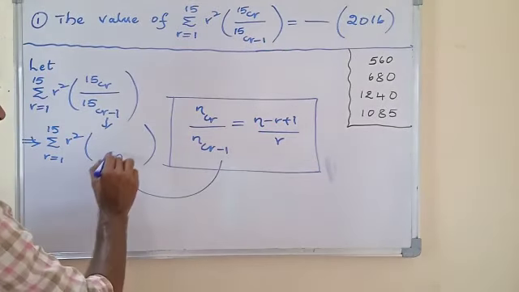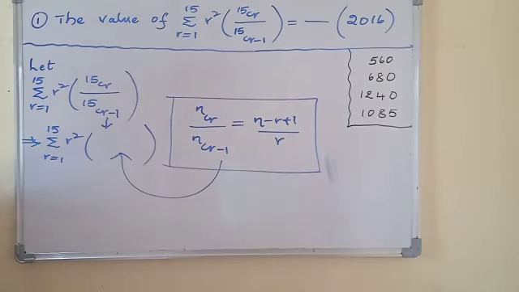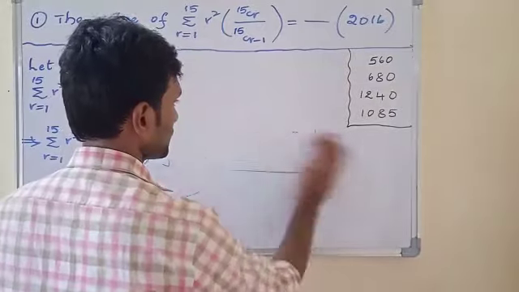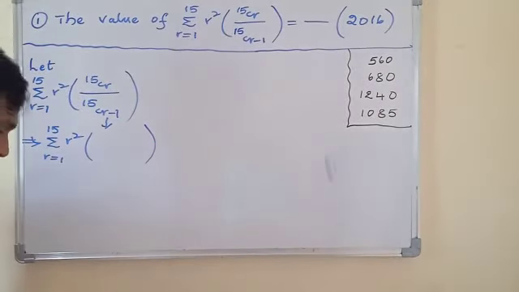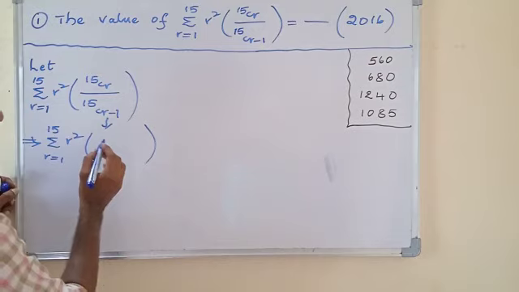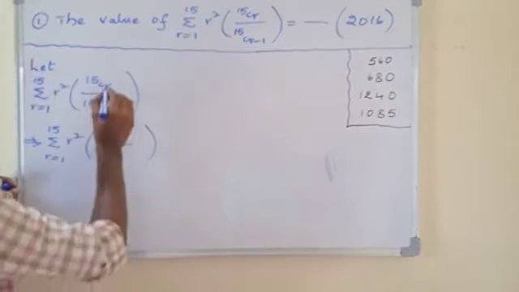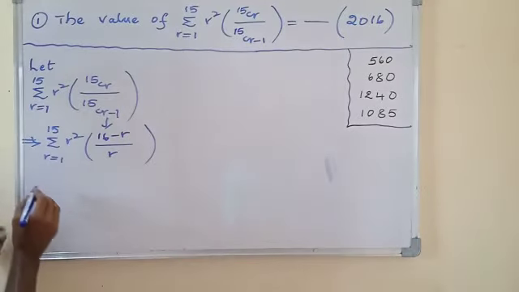Now we are applying this standard result to the given bracket. See this one. Now 15 minus r plus 1: 15 minus r, minus into minus means plus 1. That means (16 minus r) divided by r. So this is the value of the given bracket.